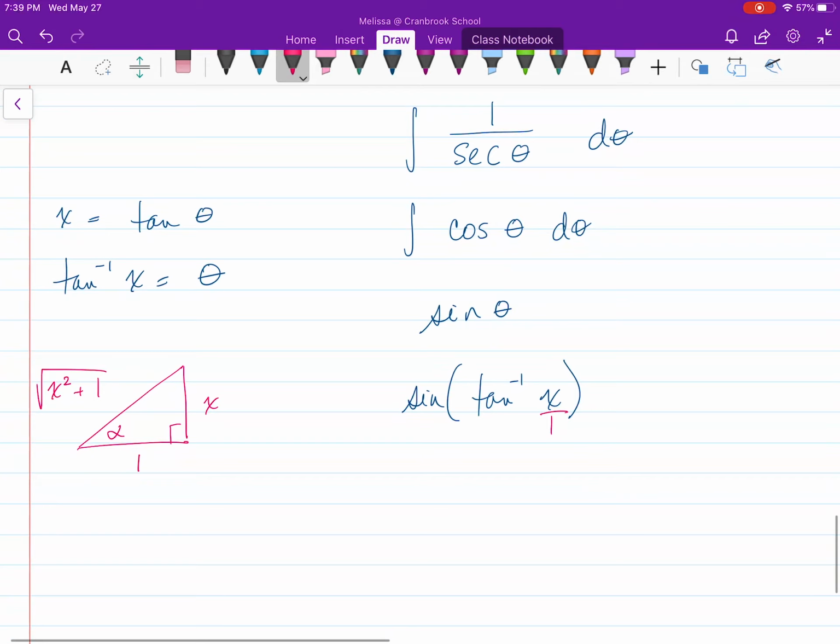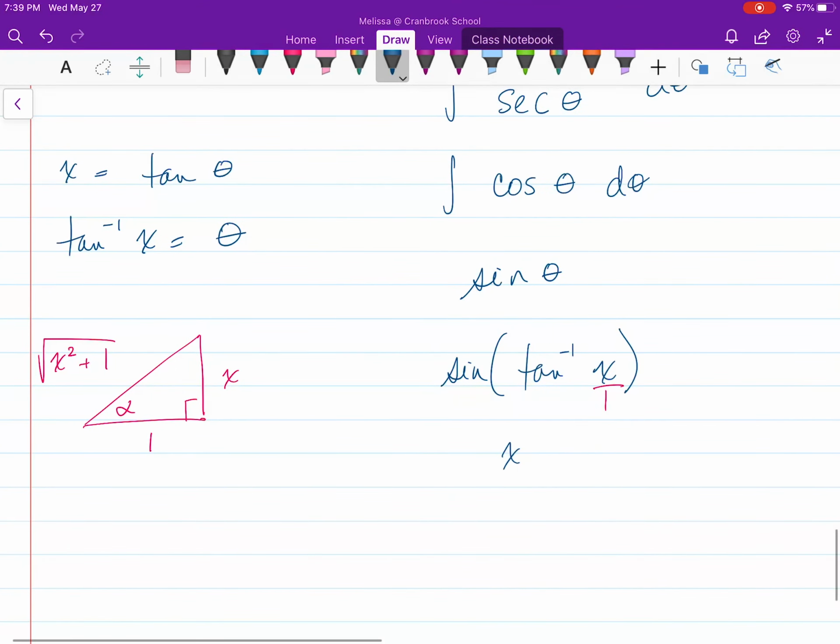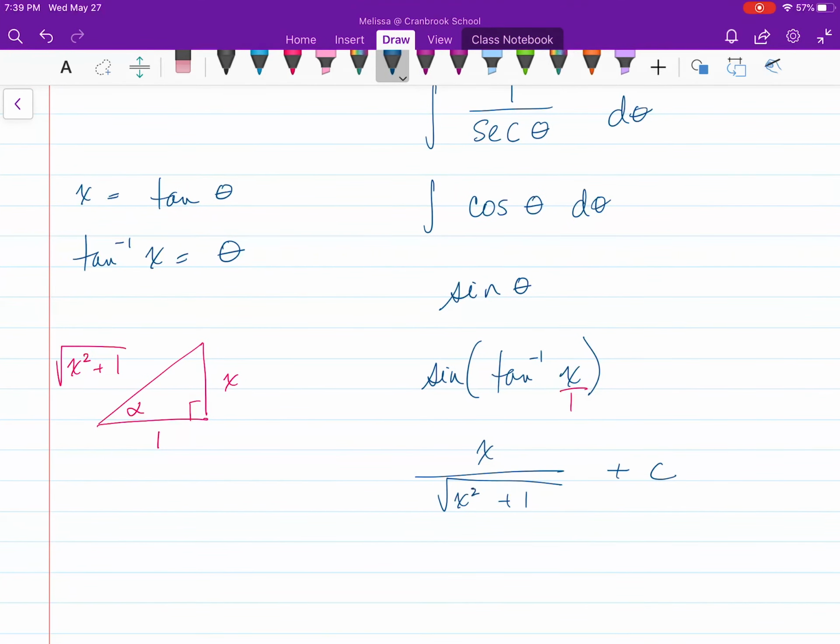So since I'm actually finding the sine of the inverse tan of x on 1, I'm actually looking for the ratio of sine, which is now the opposite of that angle that I called alpha, which is x on my hypotenuse, which is the square root of x squared plus 1, plus c. And that is your final answer. And again, if this was a multiple choice, I can guarantee that that would be one of the choices, and not the sine of the inverse tan of x.